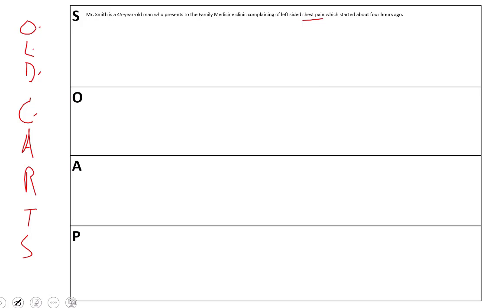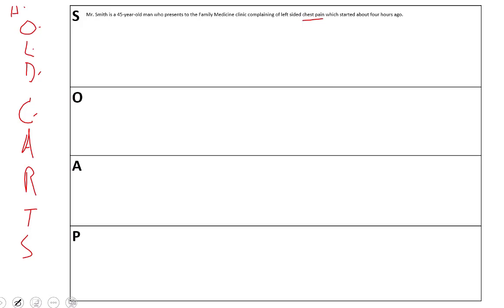T is timing. Does it occur a certain time of the day? Does it get better or worse at morning or nighttime? Midday. S is severity. On a scale from 1 to 10, for instance, how severe is the pain? So let's go through this patient's history and see what we can find in terms of what is occurring with the OLDCARTS.